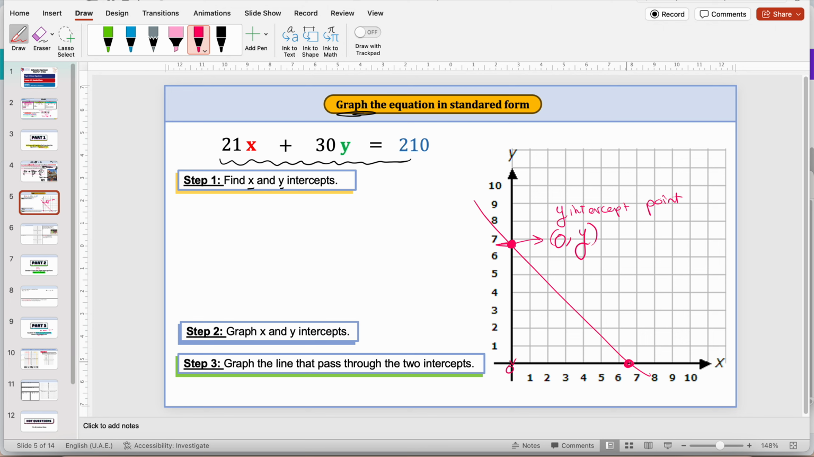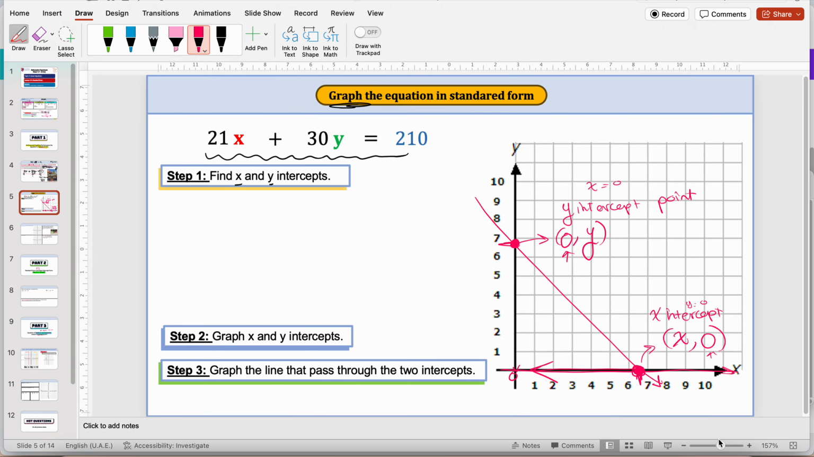X-intercept, same idea. It's the point where my line is crossing the x-axis. Can you see? Here is the point. And this point usually has an x value. It has a value on the x-axis. But the y value is what? 0. This is the x-intercept. Now, remember, y-intercept, the x of it is 0. Can you see? X-intercept, the y of it is 0. It's very good if you can remember that and make sure to understand it, for sure.